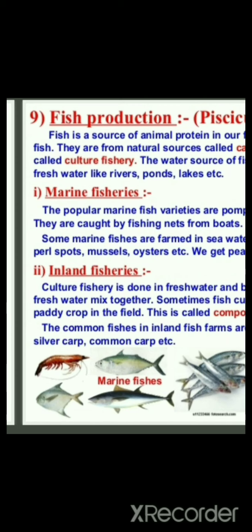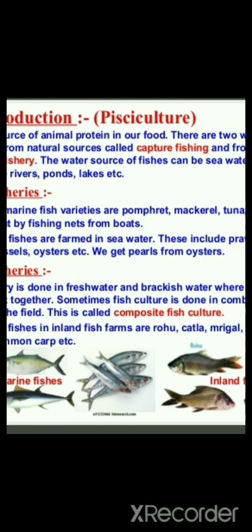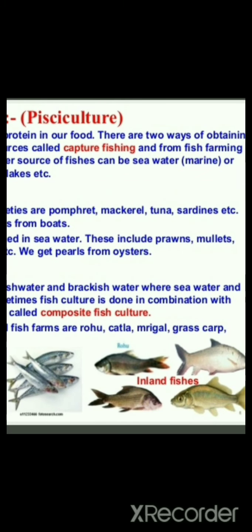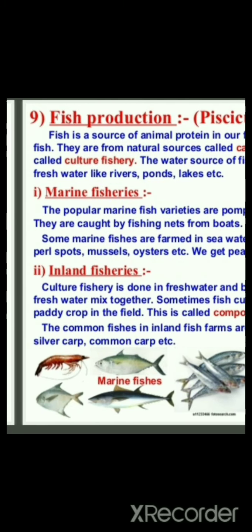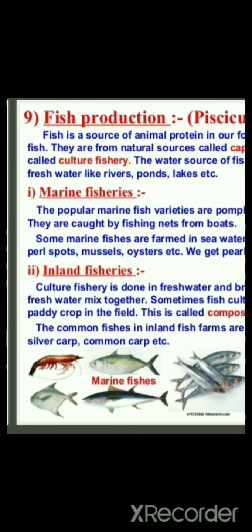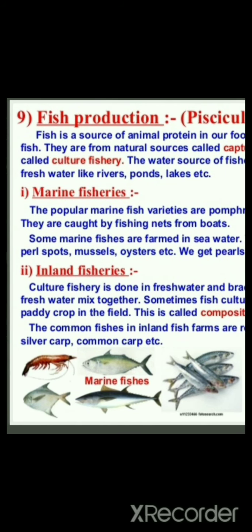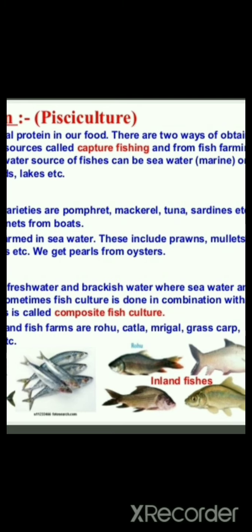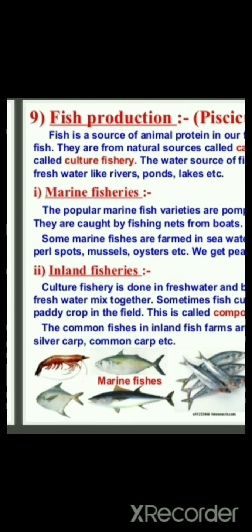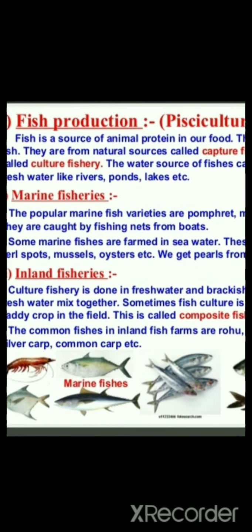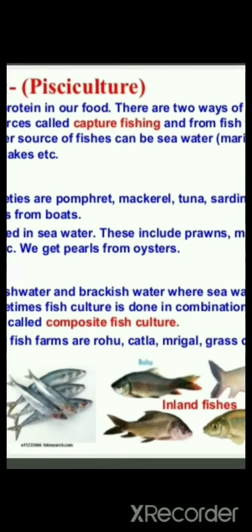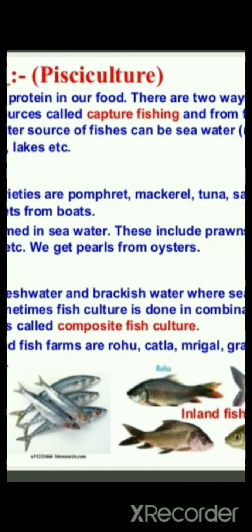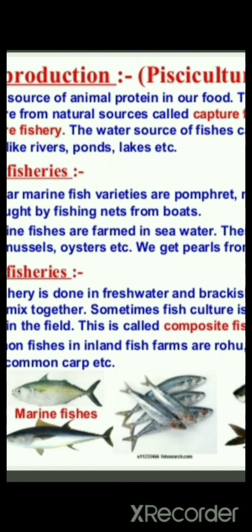Marine fisheries: the popular marine fish varieties are pomfret, mackerel, tuna, sardines, etc. They are caught by fishing nets from boats. This is a very common and very primitive method, catching fish with the help of nets. Some marine fishes are farmed in seawater. These include prawns, mullets, pearl oysters, mussels, oysters, etc. We get pearls from oysters.